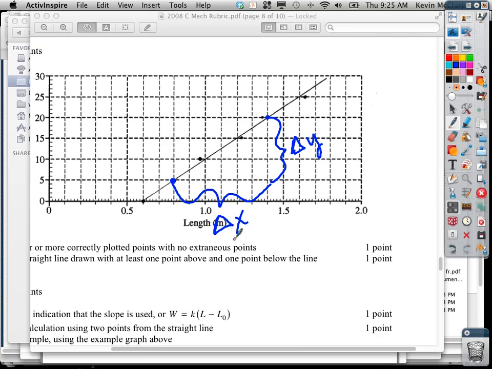It was asking for k, right? K is just f over x, because you know Hooke's law: f is negative kx. So if f is negative kx, then k is f over x. So it doesn't matter if it's negative or not? No. The negative is simply so that you know which way to draw the vector.